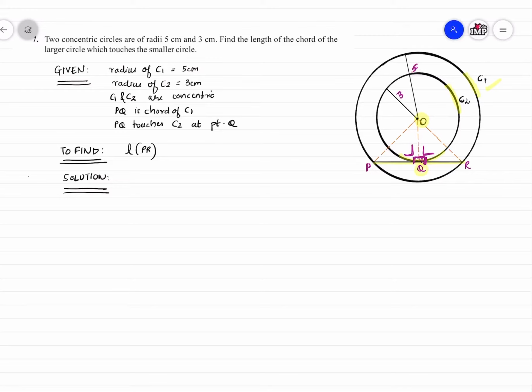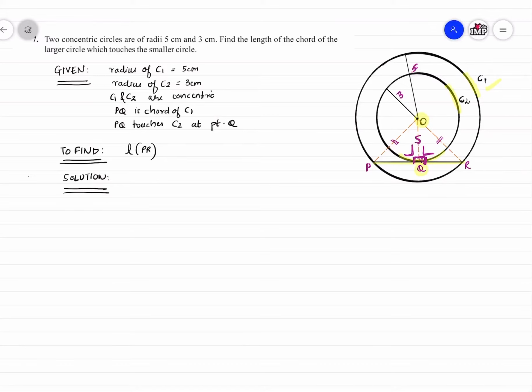Now in these two triangles, if you observe, we have a pair of right angles. OP is the radius of circle C1. Similarly, OR is the radius of circle C1. And both of them are the hypotenuse of the right angle triangles. So they will be equal to each other since their lengths are the same as they are the radii of C1. OQ is the radius of C2 and it is common to both the right angle triangles. Therefore, by RHS, we can prove that both the triangles are congruent to each other.